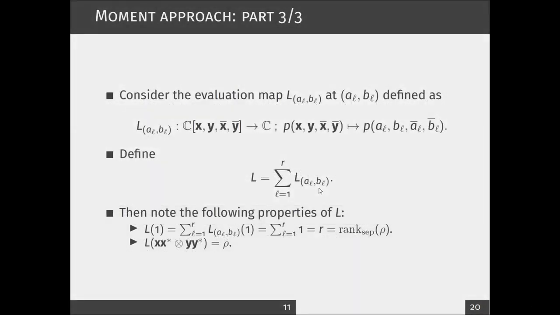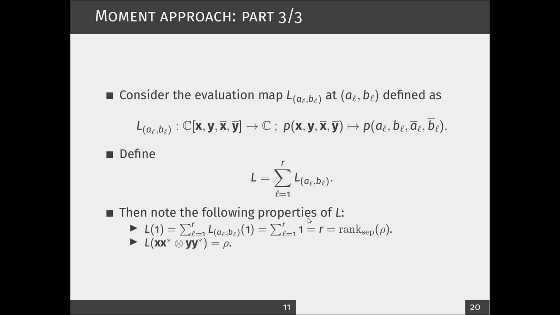All right, so using this factorization AL and BL, we can define an evaluation map which simply takes a complex polynomial x and y and maps it to the evaluation of it at AL, BL. And the summation of them gives another functional acting on complex polynomials.